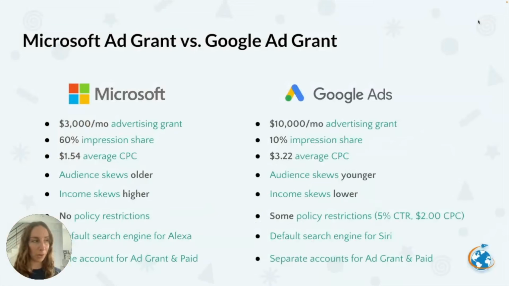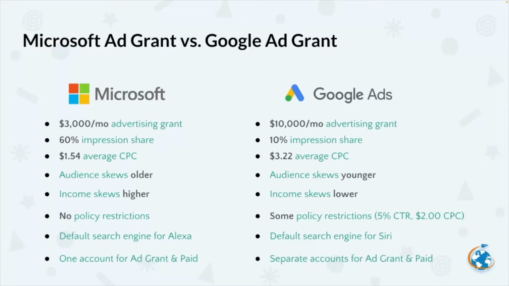So here's a breakdown of the similarities and differences. Probably the biggest one is that the Google Ad Grant is $10,000 a month of ad spend, whereas the Microsoft Ad Grant is $3,000 a month. But one of the bigger differences is that you're probably going to have a higher impression share within Microsoft Ads, maybe up to 60%. When I talk about impression share, that means how often your ads show for how often they're eligible to show. Because of some back-end differences in the two types of accounts, the Google Ad Grant is entered into a secondary auction after paid ads. So that's why the impression share might be a little bit lower.